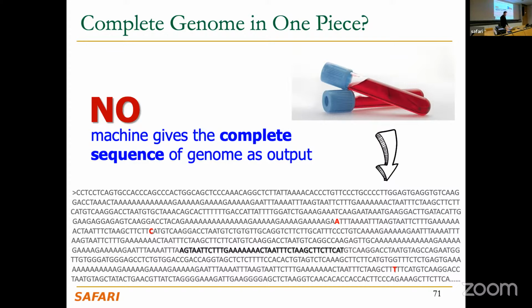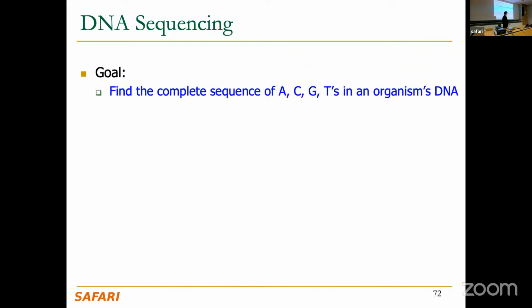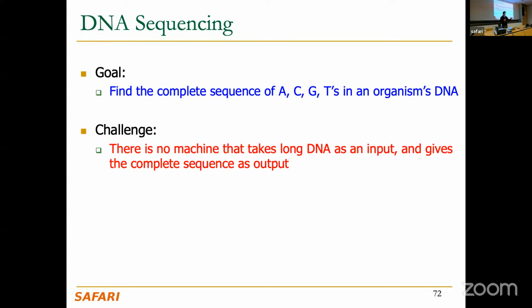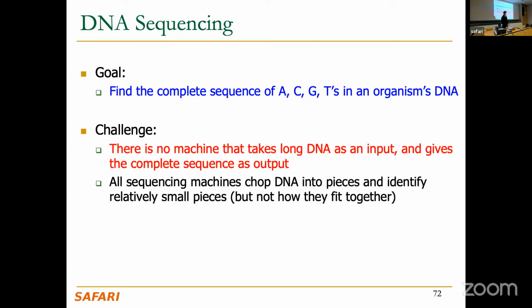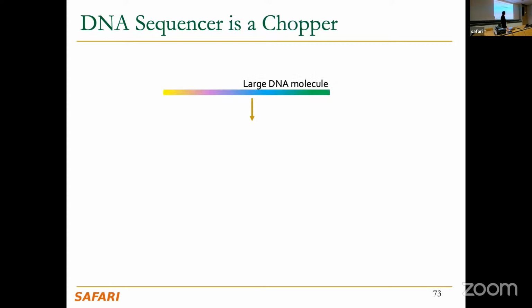No machine can give you the complete sequence of a genome as output. The goal of DNA sequencing is to find the complete sequence of these ATGCs in an organism's DNA. The challenge is that there is no machine that takes the long DNA as input and gives the complete sequence as output. Rather, we have random chunks of DNA where we don't know where they belong in the genome, so the other challenge is to figure out where they belong. So a DNA sequencer is a chopper. This is your genome, and it is chopped into small pieces.